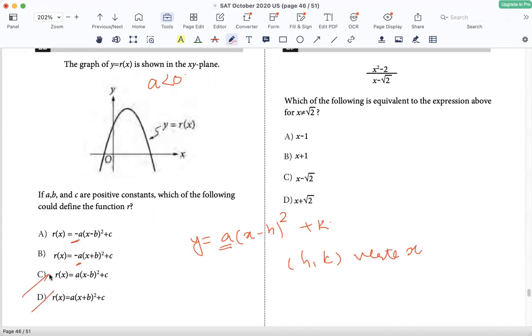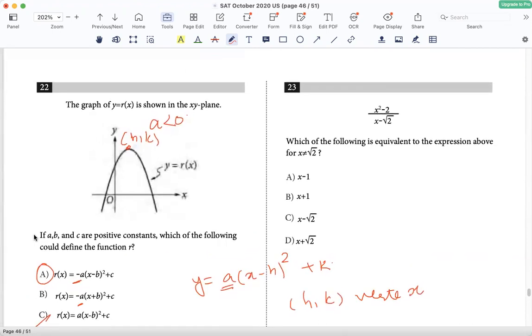So c and d are out. And the vertex is (h, k), which means they are both positive. So my answer would be r(x) is minus a times (x minus b) whole squared plus c, option A.